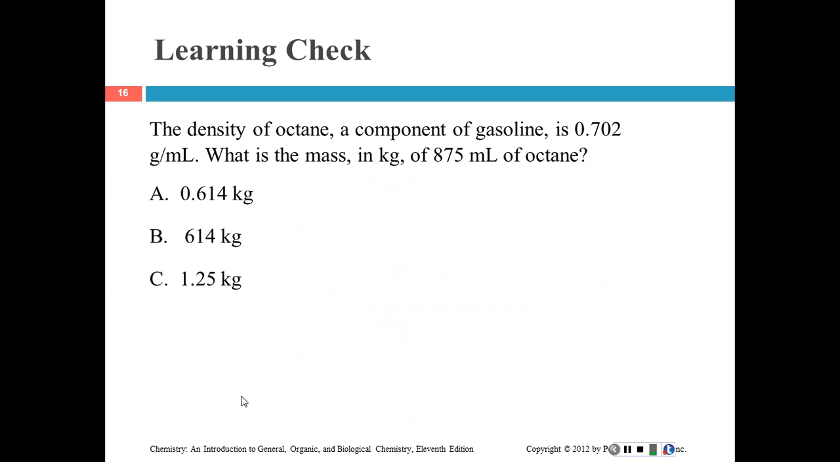Here's our learning check. The density of octane, a component of gasoline, is 0.702 grams per milliliter. What is the mass in kilograms of 875 milliliters of octane? Okay, so what can we hold in our hand? Although it'd be very stinky. I'll hesitate for a second in case you want to turn me off. What we can hold in our hand is 875 milliliters of octane.